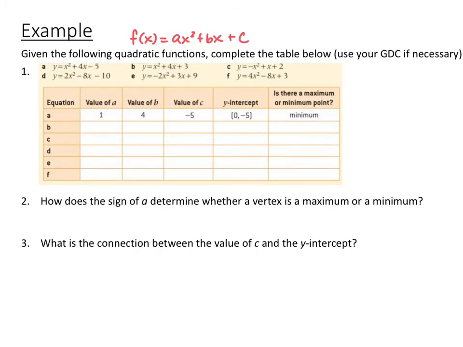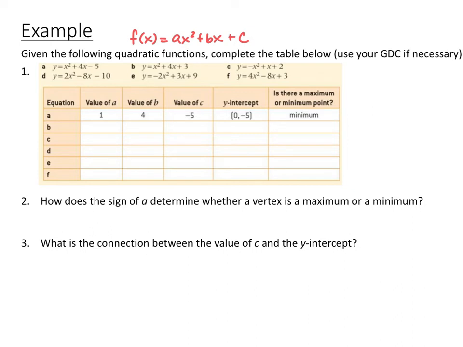So here are 6 quadratic functions, a through f, and we want to fill in this table here. So the value of parameter a, b, c, and then you can use the graphing calculator if you need to find the y-intercept and decide whether or not this has a maximum or a minimum point. Keeping in mind that the general function for a quadratic is f of x equals ax squared plus bx plus c. So go ahead and pause the video and fill out this table, and then answer questions 2 and 3 based on that table.